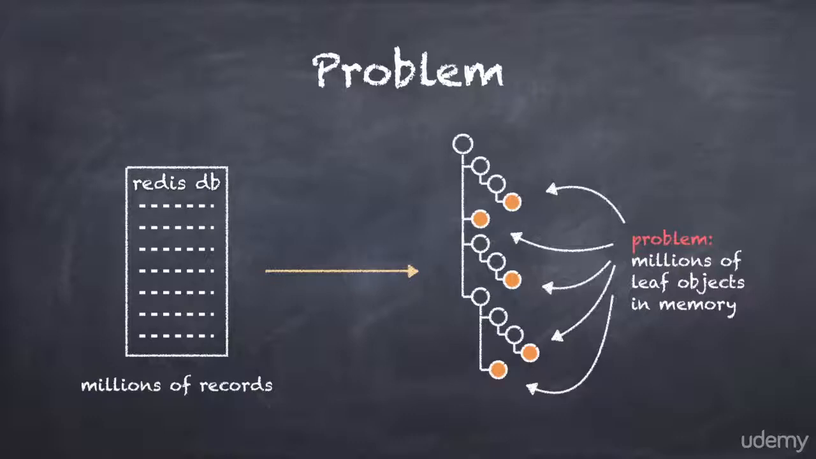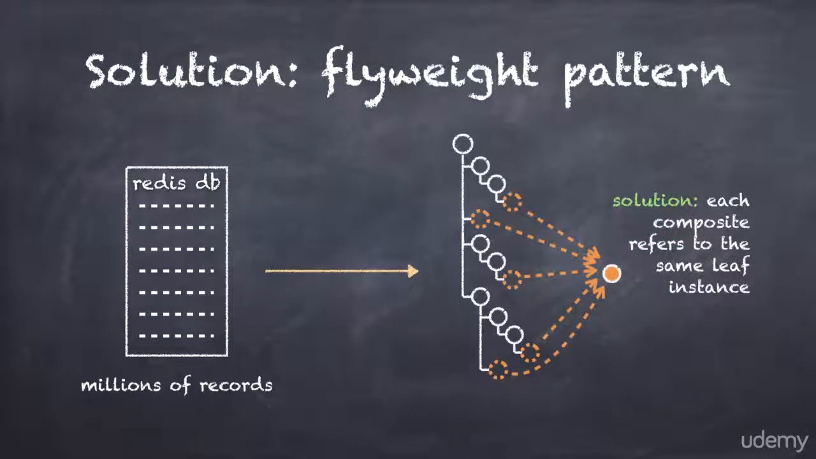The flyweight pattern is the solution to this problem. The pattern performs a remarkable trick. It creates one single leaf instance and shares it millions of times in the tree. Every composite in the tree ends up referencing the same leaf object. Here's how it works.